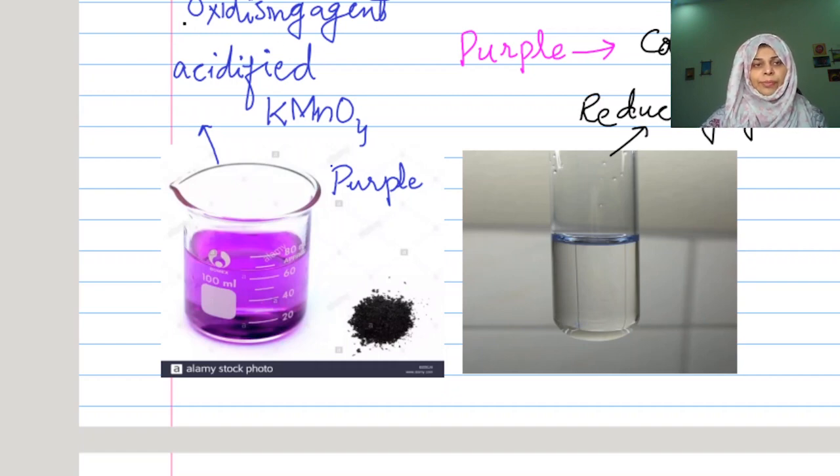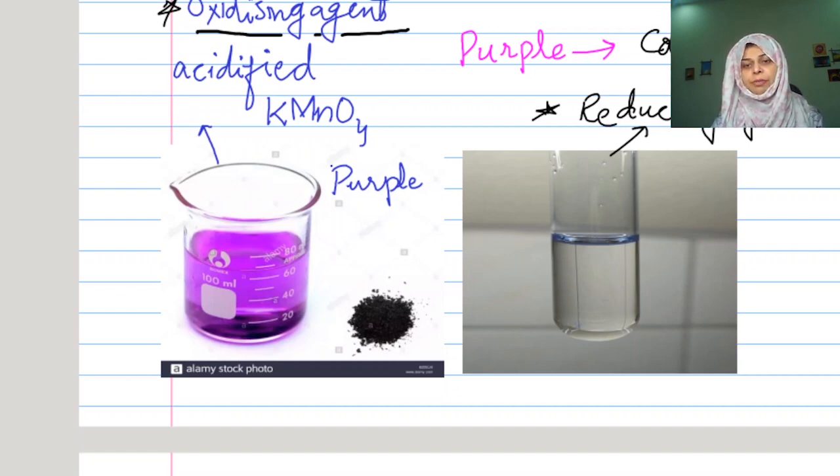The oxidizing agent is our acidified potassium manganate. Its color is purple. The presence of a reducing agent will be confirmed if the color changes from purple to colorless. So one thing you should remember is that oxidizing agents are used to test the presence of reducing agents. If the color is changed, then we will say that a reducing agent is present.